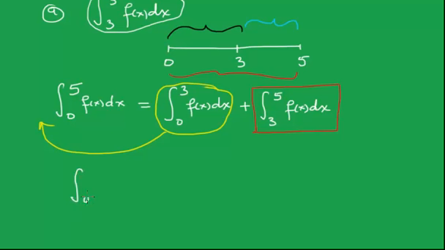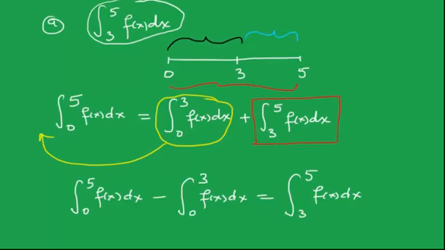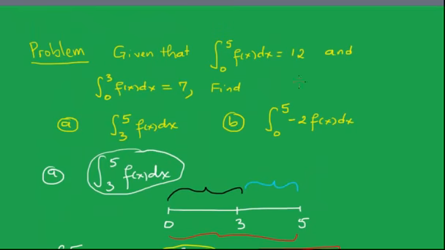So I'm going to have that the integral from 0 to 5 of f of x dx minus, because when you bring that over to that side, the sign changes, the integral from 0 to 3 of f of x dx equals what we're looking for, that is the integral from 3 to 5 of f of x dx. So that's what we have. Now we already know that the integral from 0 to 5 is 12, and that from 0 to 3 is 7.